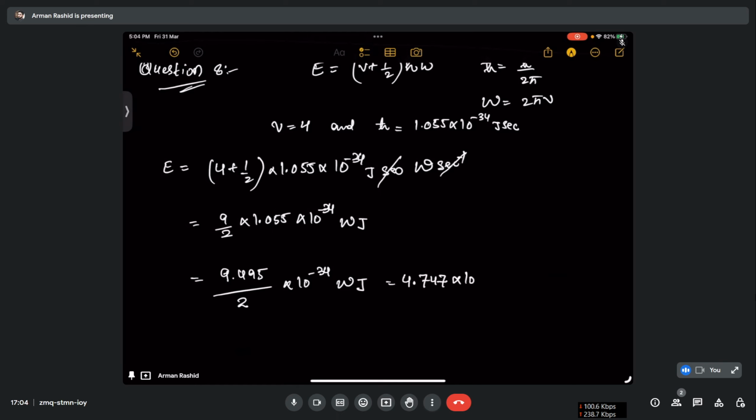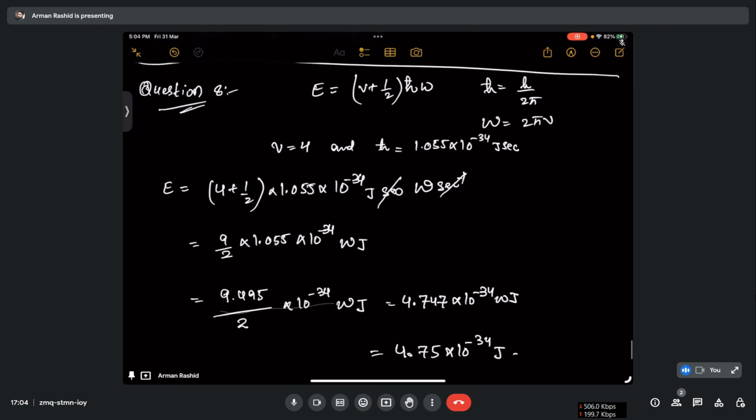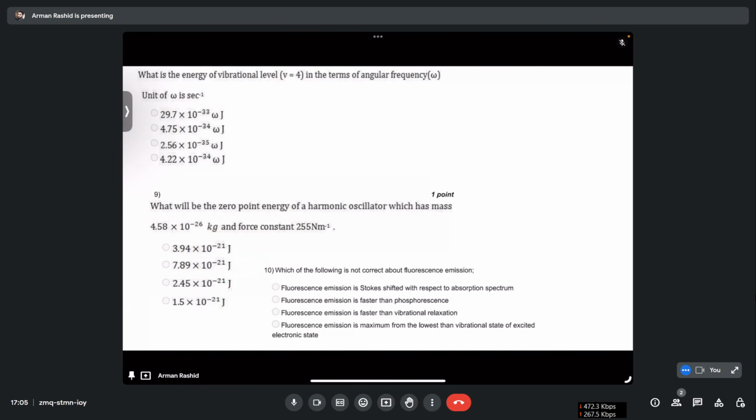747 into 10 to the power minus 34 omega joule. Okay, so the answer is 4.75 into 10 to the power minus 34 joule. Simple. So what we had to do is nothing. I already showed you the equation for the energy of a quantum oscillator. Now from that, we have to use E = (v + 1/2) h nu, use the value of h, use the value of v, and from that we can calculate this. So from this we'll see that the answer is the second one, B.